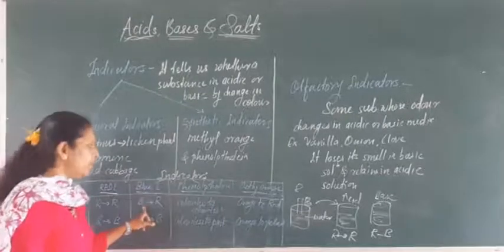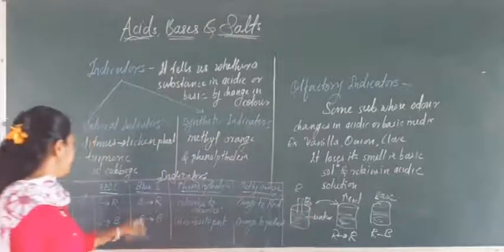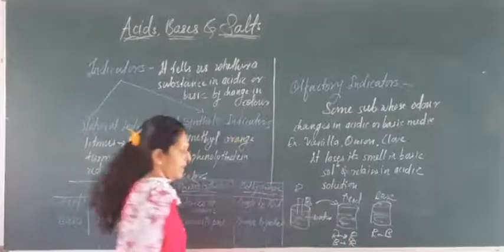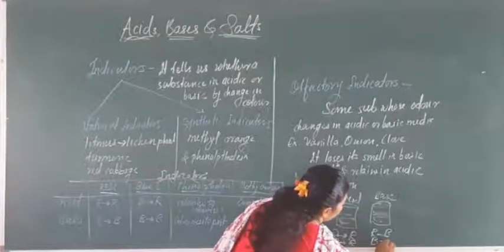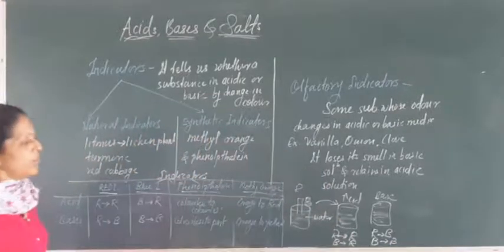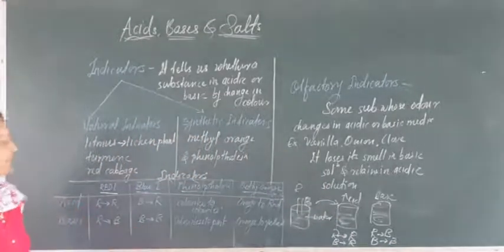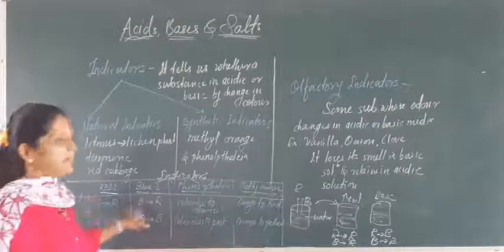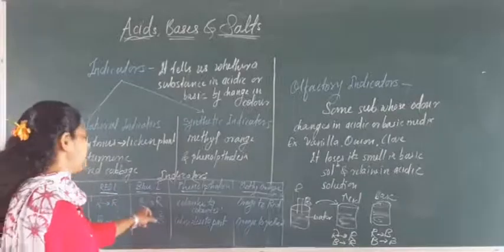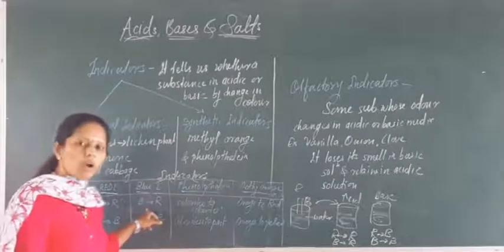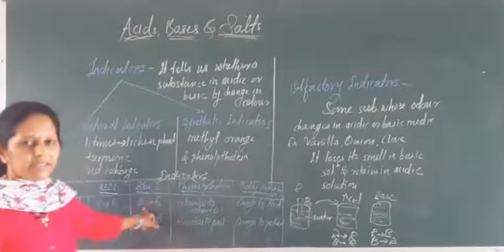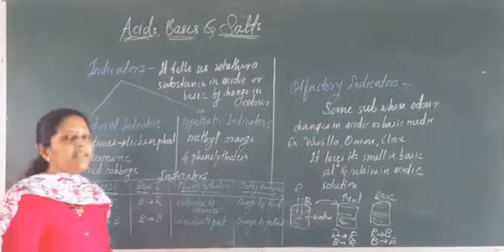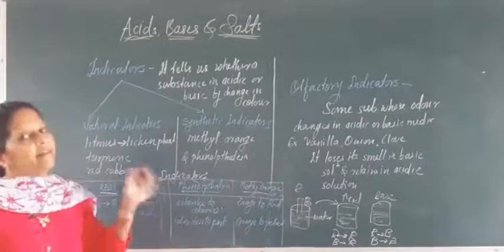Then next take a blue litmus paper. Now when you take a blue litmus paper, blue changes into red in an acid, and blue stays as it is in the base. In the base there is no change; blue remains blue. So this is about the red litmus and blue litmus paper. In short, acid turns blue litmus red, and base turns red litmus blue.